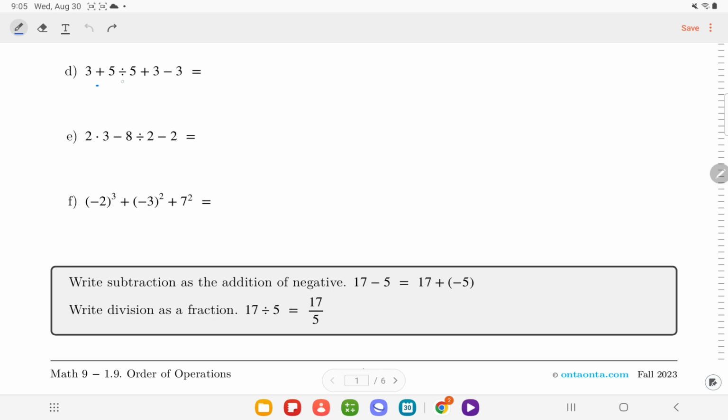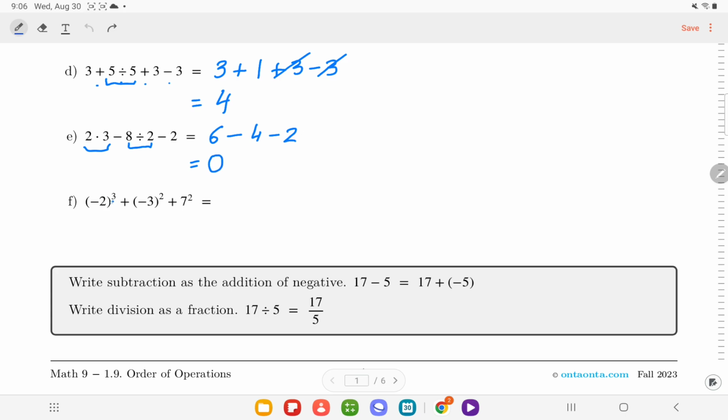We have addition, division, addition, and subtraction. We must divide first. 3 plus 5 divided by 5 is 1, plus 3 minus 3. 3 minus 3 is 0, and we end up with 4. Multiply and divide before subtraction. 2 times 3 is 6, minus 8 divided by 2 is 4, minus 2. We get 0.